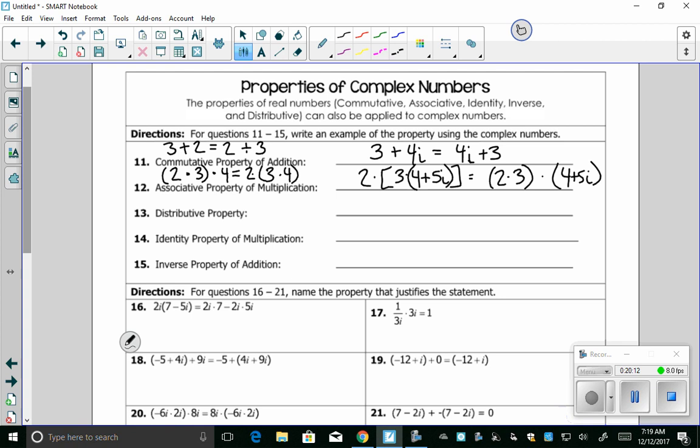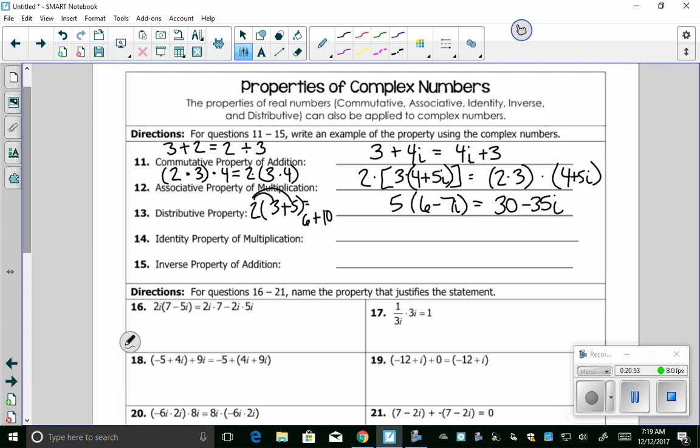The distributive property looks something like this. Where when I distribute within the parentheses, it'll come out to be 6 plus 10. So if I use an example of complex numbers, I'm going to use 5 times 6 minus 7i equals 30 minus 35i.